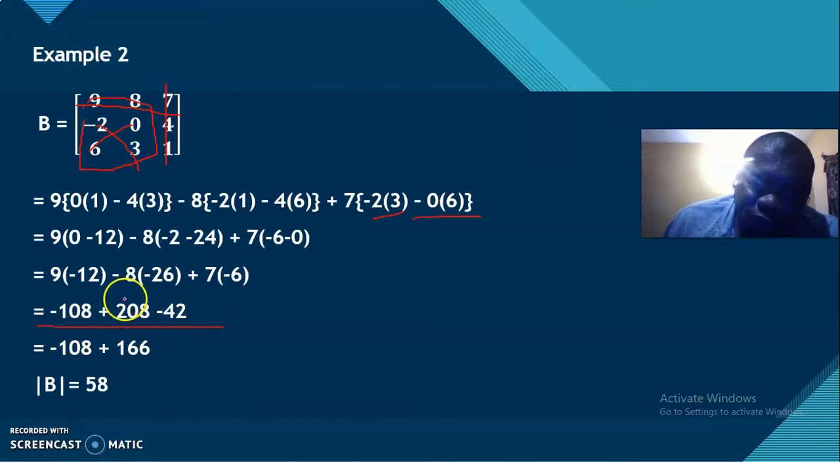So now once we first get this one, 28 minus 42 gives us plus 166. So minus 108 plus 166 gives us 58. So this is the determinant. 58 is the determinant.